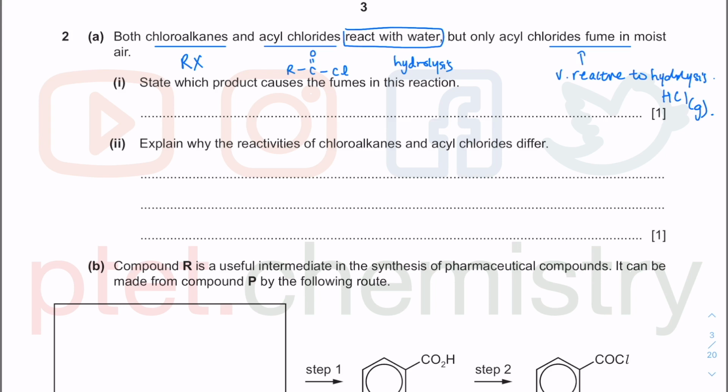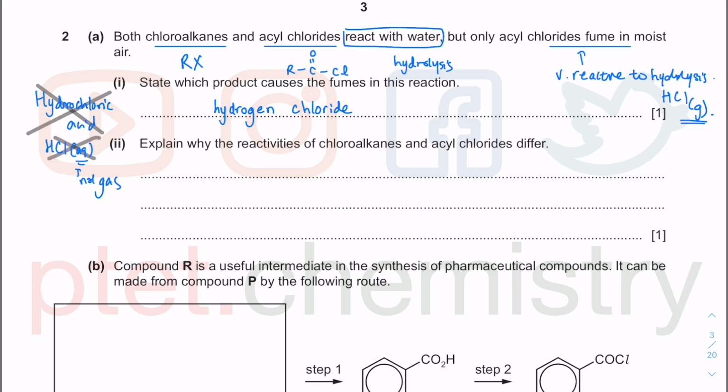So which product caused the fumes? It is not hydrochloric acid, it's the hydrogen chloride. Hydrochloric acid will still be in solution. So if you write hydrochloric acid, you got to think about what hydrochloric acid actually is. HCl aqueous is not a gas. Acid is dissolved in water to give you H+, so that cannot be the answer there because it is not a gas, it's not the fume there.